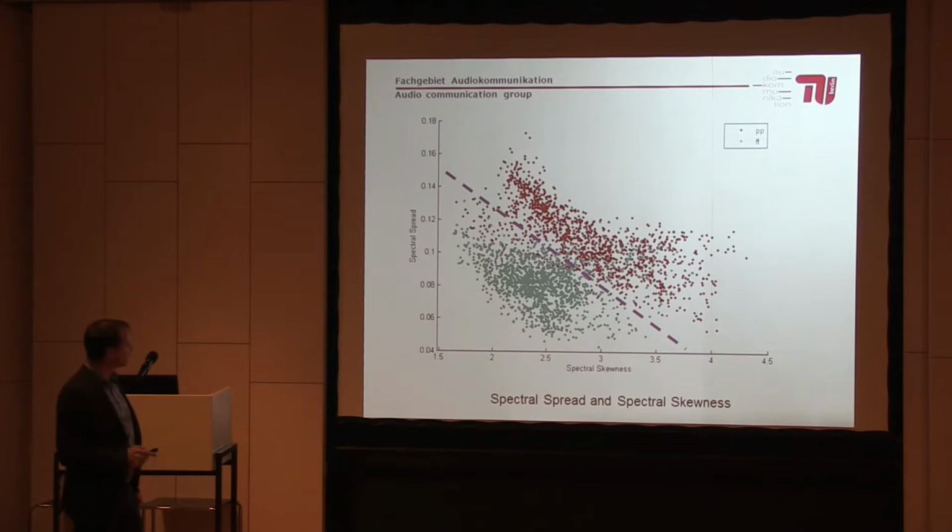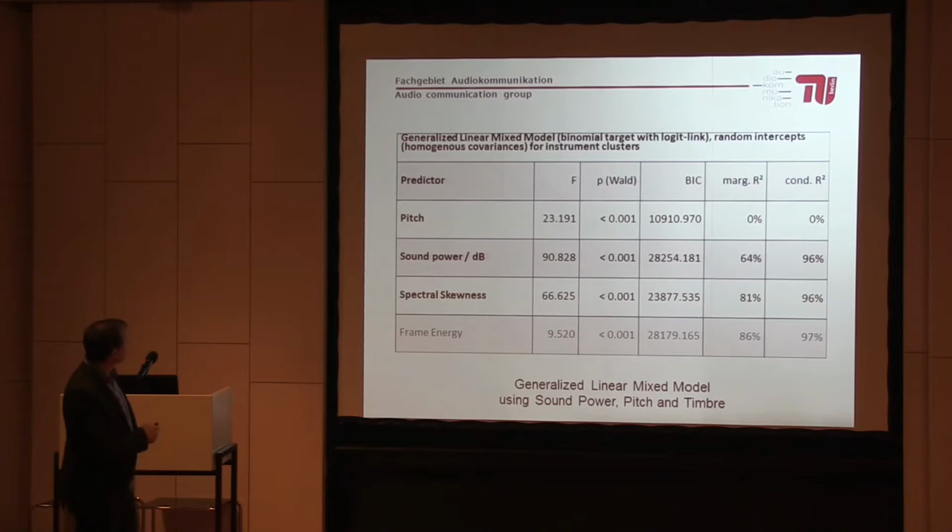So now we put these features into a generalized linear model. A generalized linear model is an extension of a multiple regression model with the difference that it also allows for non-normal distributions and also for non-equal variances of the response variable. And a generalized linear mixed model allows to calculate both fixed effects and random effects, what I will explain in a moment.